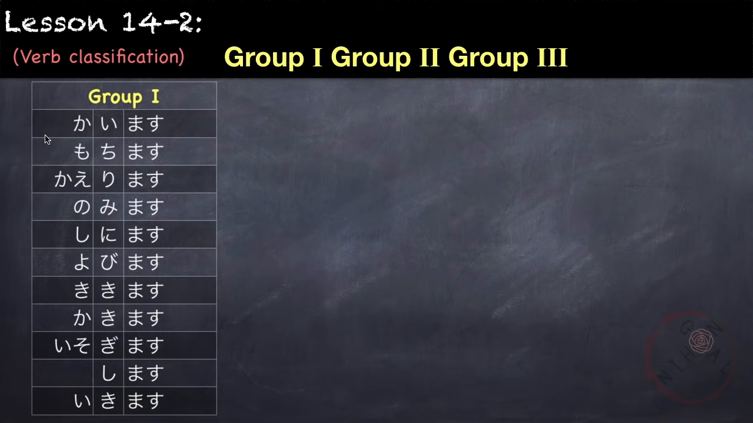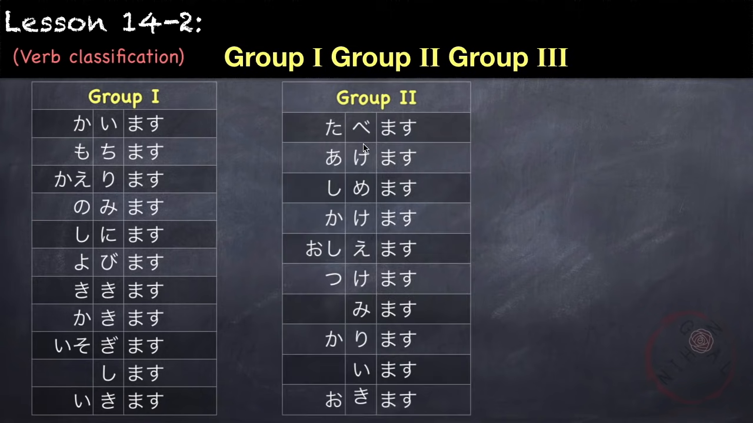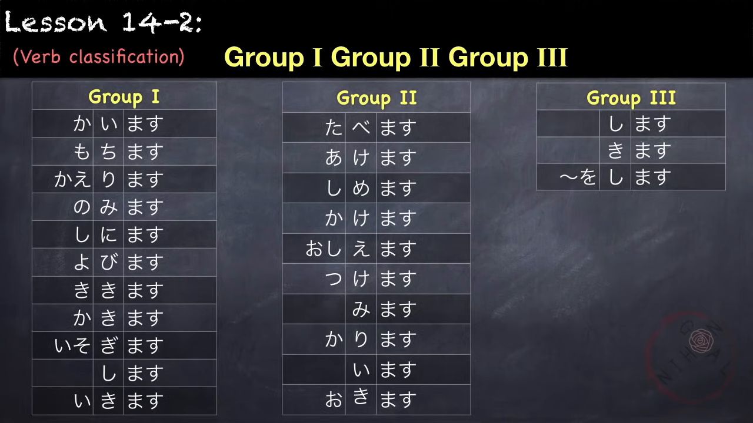So here we have kaimasu, mochimasu, kaerimasu, nomimasu, shinimasu, yobimasu, kikimasu, kakimasu, isogimasu, shimasu, and ikimasu. For the second group, if you look at the syllable that comes before masu, they are from the i or e line, and sometimes from the i line as well. For example, tabemasu, akemasu, shimemasu, kakemasu, oshiemasu, tsukemasu, mimasu, karimasu, imasu, and okimasu. And lastly, for the third group or the irregular verbs, we only have 2 verbs, shimasu and kimasu.